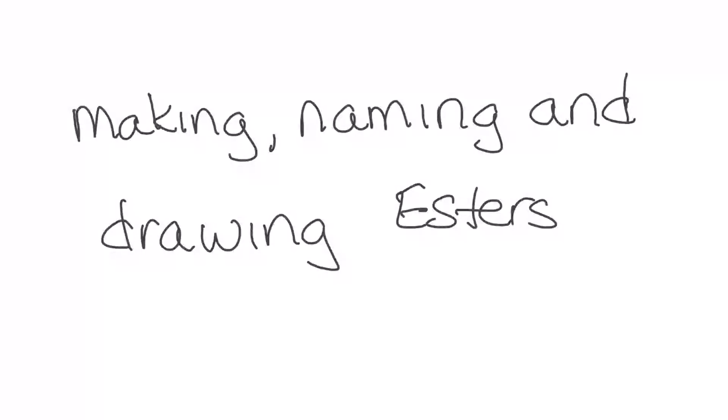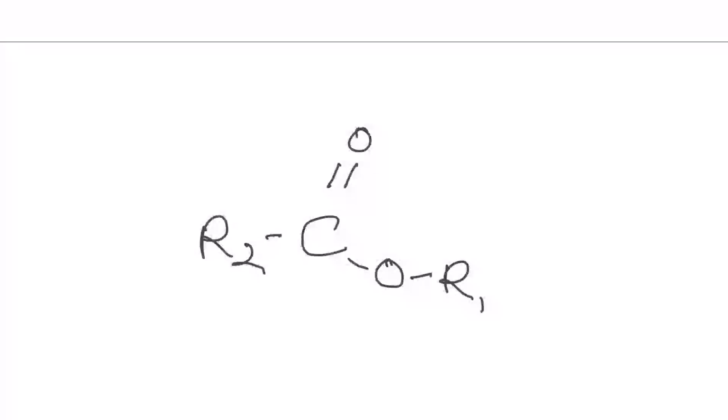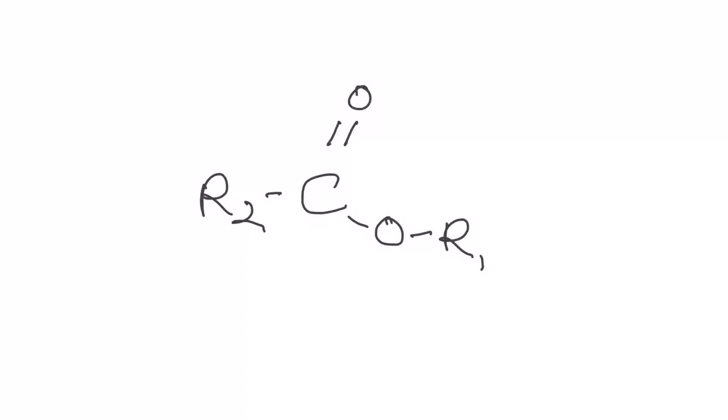This video is on making, naming, and drawing esters. So first of all, we have to talk about what an ester is. An ester is an organic compound that has these characteristic elements and bonds in it. You need a carbon double bonded to an oxygen and a carbon single bonded to an oxygen. And this cannot be an H, because if this here is an H, that makes it a carboxylic acid.